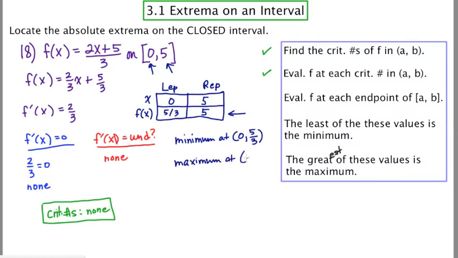So just to be clear, when we're asked to find extrema, what we're really asked to find are minimums and maximums, or the highest point and the lowest point on an interval. Well, this is the lowest over here because it's got the smallest y value, and this is the highest.